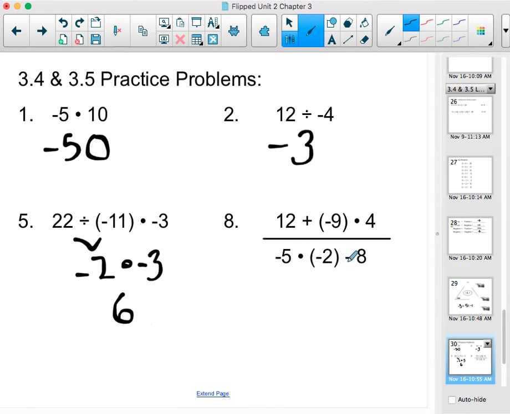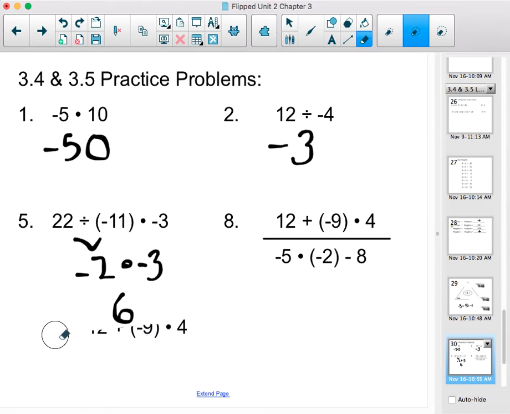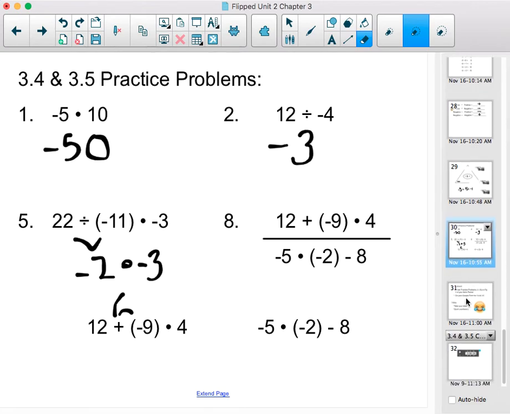The last problem, number 8, I'm not going to solve it for you, but I just want to give you a tip before you get started. This is a pretty big fraction problem. All you have to do is take your numerator and denominator and separate them. So what I would do if I were you is I would write my numerator and my denominator as separate problems, solve them, and then put them back together as a fraction in your final answer. That's my hint for you.